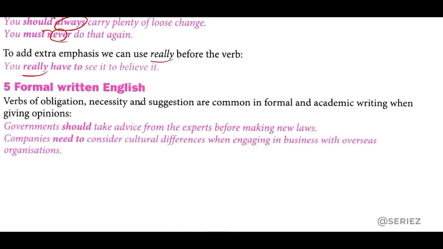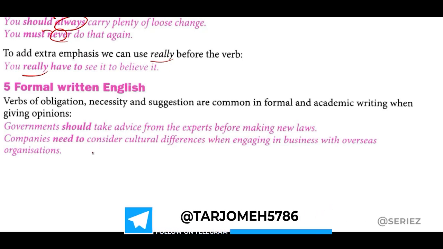برای written English، برای اینکه نظرمون رو بگیم باید حالت تنتیو تری داشته باشیم. زیاد امفاتیک صحبت نکنیم. برای این کار از انواع اقسام افعال مدالی که اینجا خوندیم میتونیم استفاده کنیم. به عنوان مثال should و need to اینجا گفته. Governments should take advice from the experts before making new laws. بهتره که از متخصصان مشورت بگیره.